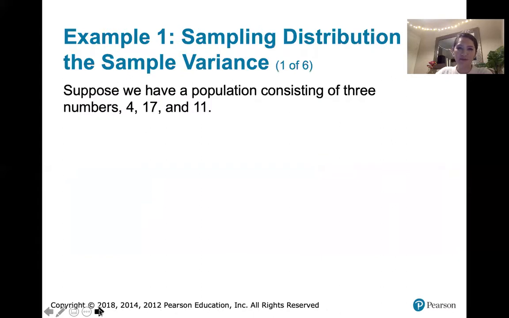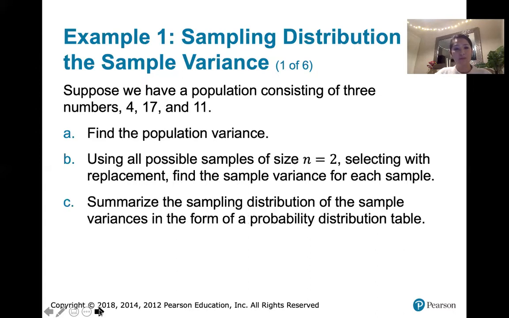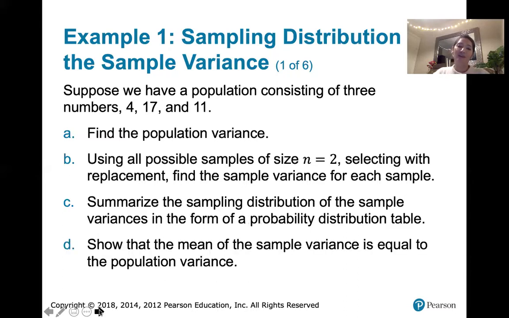Here's an example. It's that same population that we've been working with in the last two videos. Here we've got a population that only has 3 elements in it: 4, 17, and 11. Our first goal will be to find the population variance. Then we're going to practice creating a sampling distribution by finding all possible samples of size n equals 2, selected with replacement, and then finding the sample variance for each sample. Once we've done that, we can summarize that sampling distribution of sample variances in the form of a probability distribution table. Then we can use that table to find the mean of the sample variance and show that it's equal to the population variance.